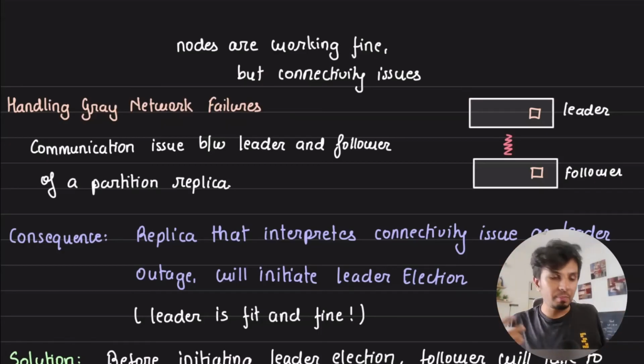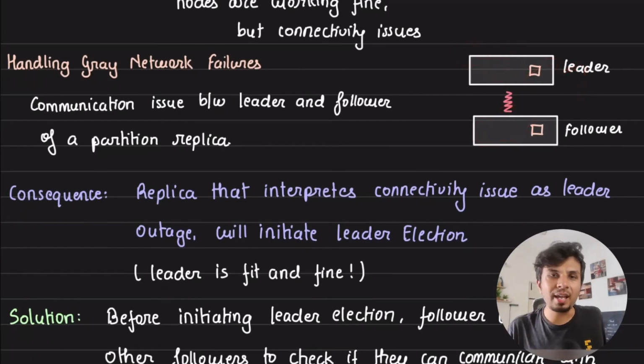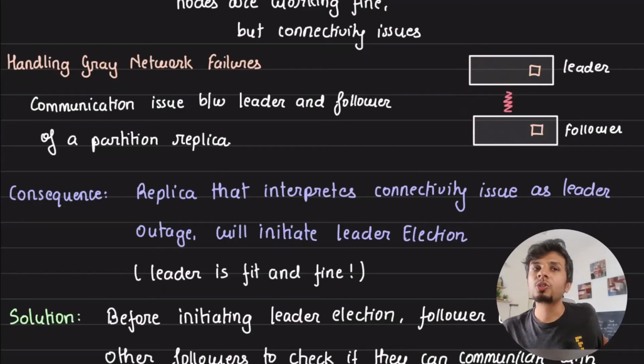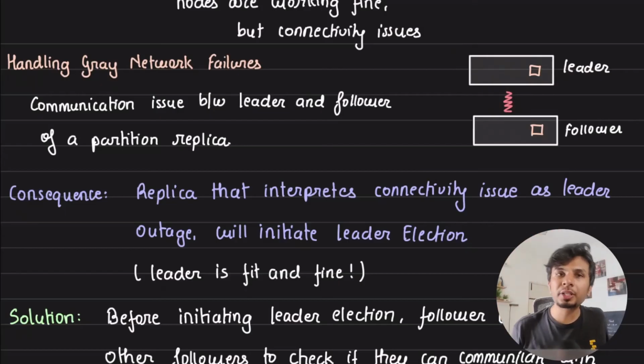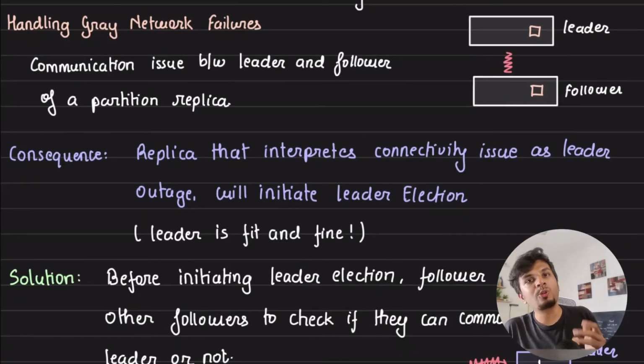This is a huge problem because your follower thought that the leader died, but the leader did not die. The follower's message just could not reach the leader due to a network issue. So what's the consequence of this? Your follower would initiate a leader election, but the leader is actually fit and fine. How do you solve this?